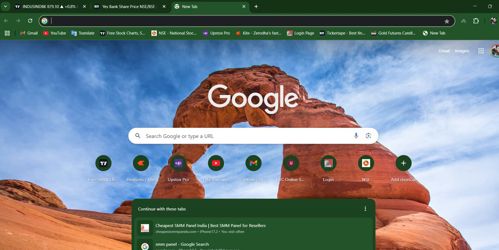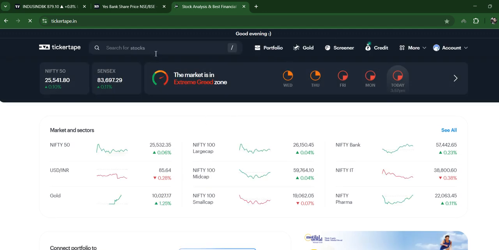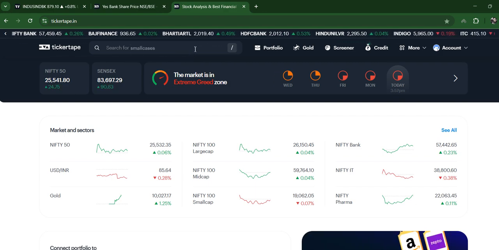I'll be explaining to you about Tickertape, the website that I use for my analysis on a day-to-day basis. So let me quickly take you to that website and let's go ahead and learn something new. So it is www.tickertape.com. I have already marked it over here, and this is the area where you search for the stock which you want to analyze.